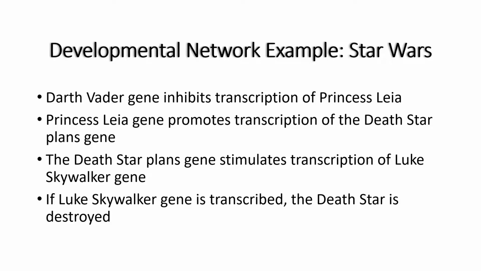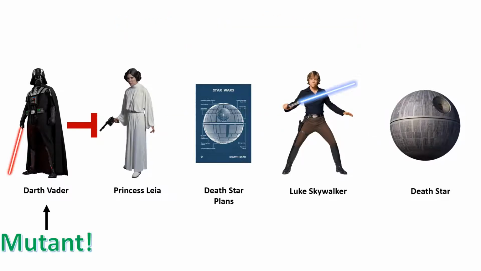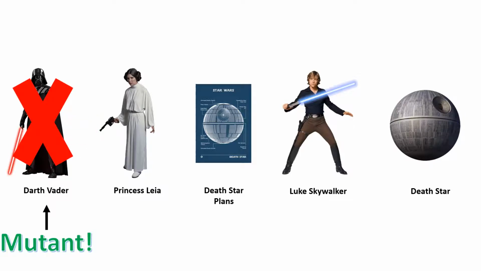Here is a visual representation of this developmental network, where you have Darth Vader suppressing Princess Leia, who stimulates the expression of the Death Star plans, which stimulates the expression of Luke Skywalker, who needs those Death Star plans to destroy the Death Star. But what if there was a mutation in the Darth Vader gene? Well, Darth Vader would no longer be able to block Princess Leia from promoting the expression of the Death Star plans, which would be used to express Luke Skywalker, who would then be able to destroy the Death Star.